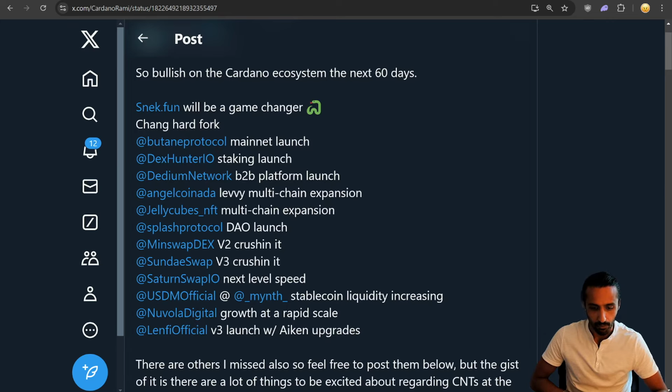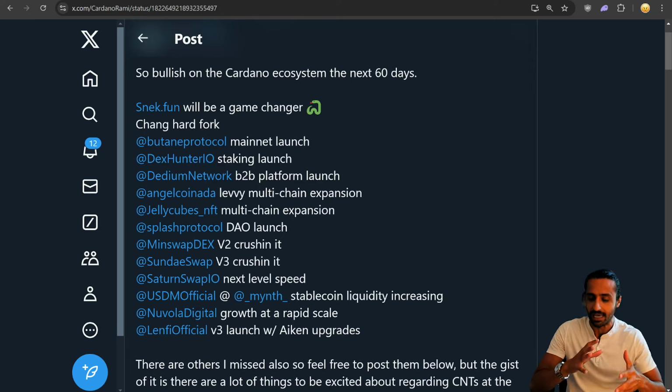A bunch of other projects that we have here. Mainnet launch, staking launch, B2B with Dedium. So many amazing things. Some multi-chain expansions. DAO launch by Splash. V2, of course, has been crushing it with MinSwap. V3 with SundaeSwap. Saturn, definitely heard a lot of feedback about insane speed with Saturn. USDM, we see the stablecoin, and we'll comment more about that later. Liquidity is increasing. Lenfi V3 launch with Aiken upgrades.